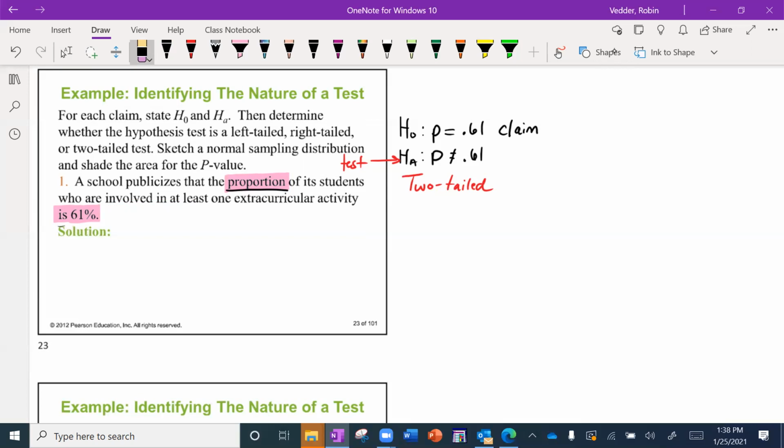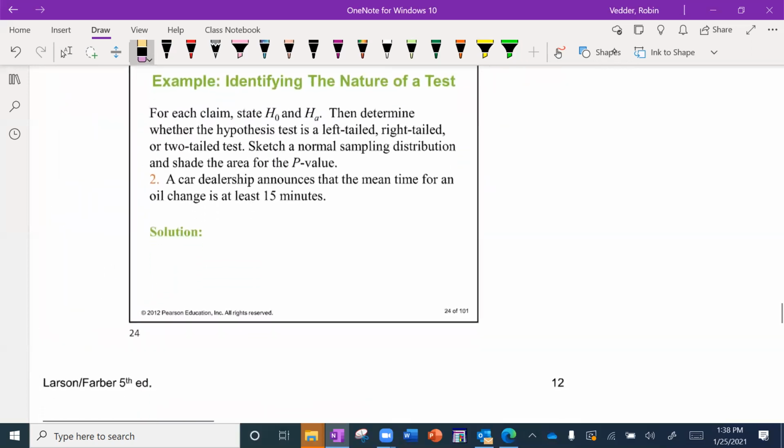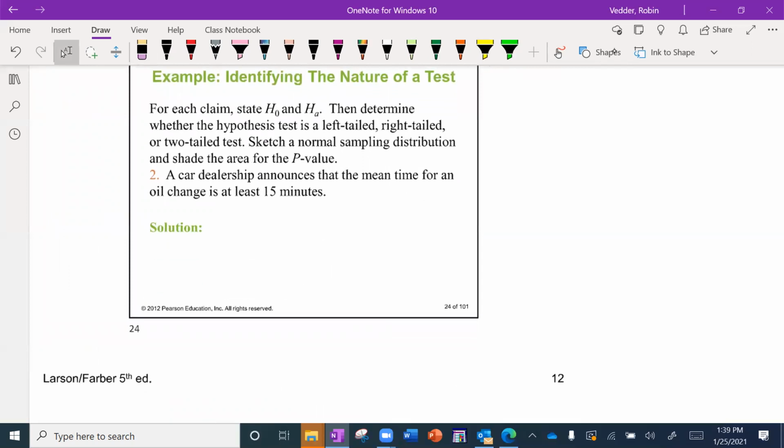All right, let's do another one so we can practice this. A car dealership announces that the mean, what parameter are we dealing with? Mean, good. So here's the null and the alternative. We're dealing with mean. All right, the mean time for an oil change is at least 15 minutes.